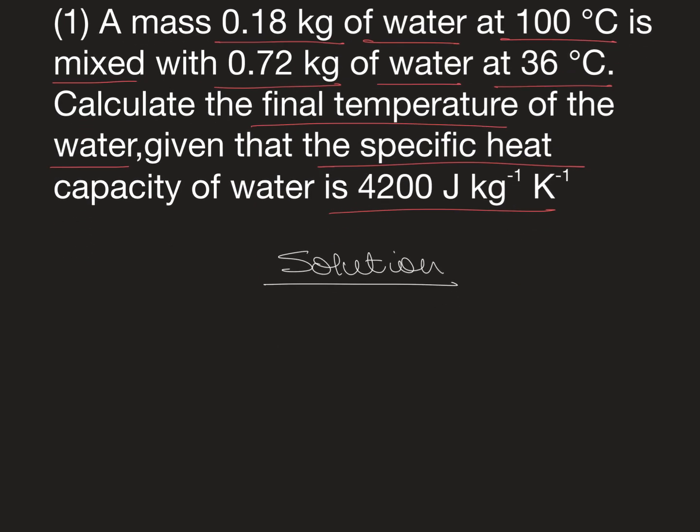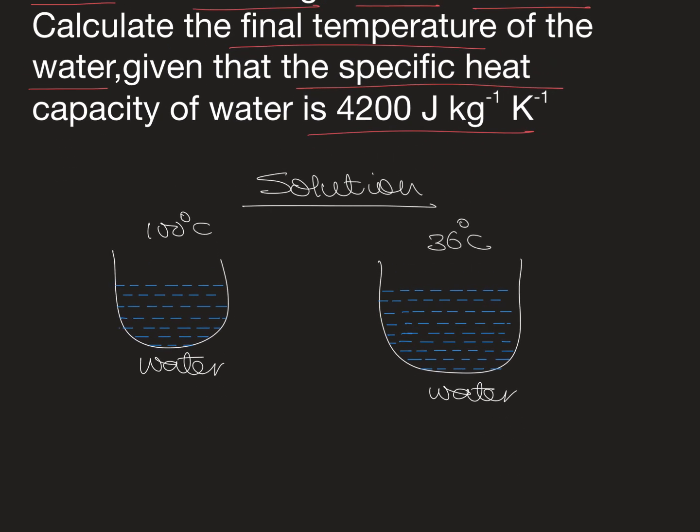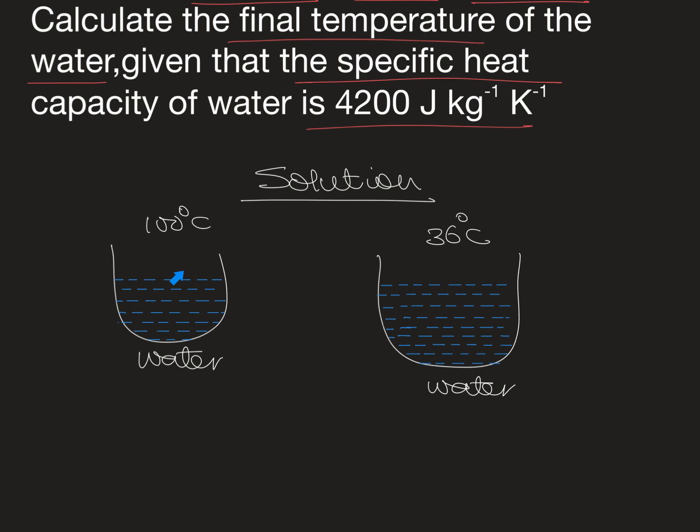If we analyze this problem, we have water that is at 100 degrees Celsius that is mixed with water that is at 36 degrees Celsius. So the general idea that you have to understand is whenever you have two substances and one of them has a higher temperature than the other, when these two substances mix, there will be a temperature that will be attained by both substances, and that is called the equilibrium temperature.